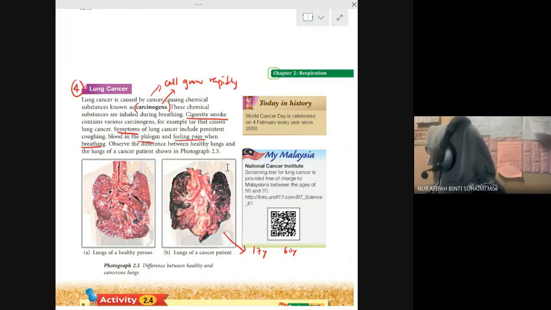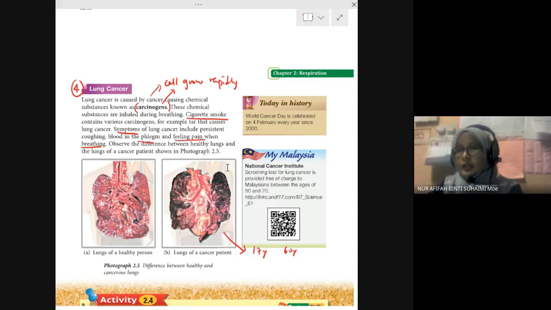Saya tak boleh buat kelas. Next week, Isnin Selasa saya duty SPM dekat sekolah, so tak boleh buat online lah. Kalau boleh saya buat. Tapi saya takut nanti ada duty yang kena buat.